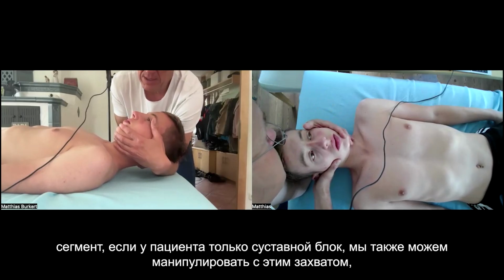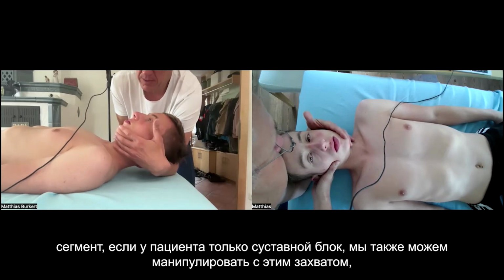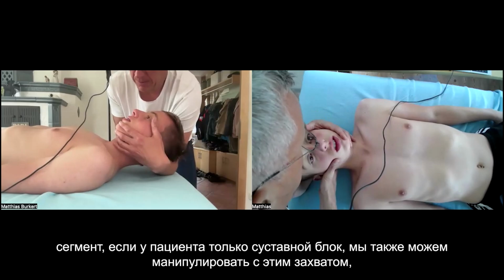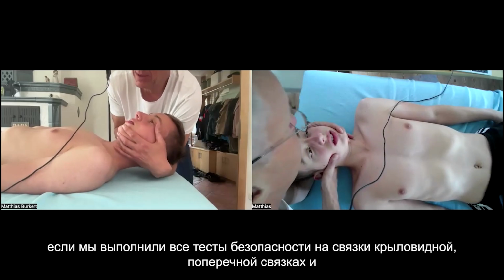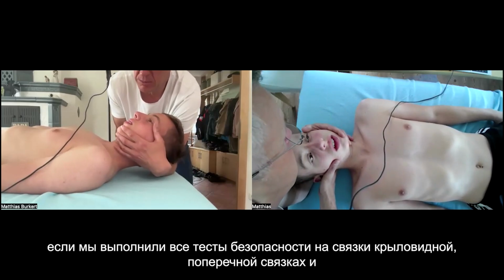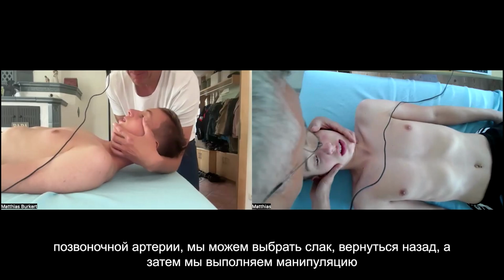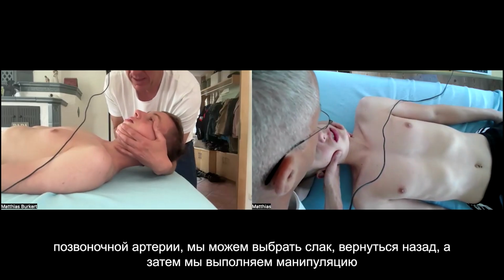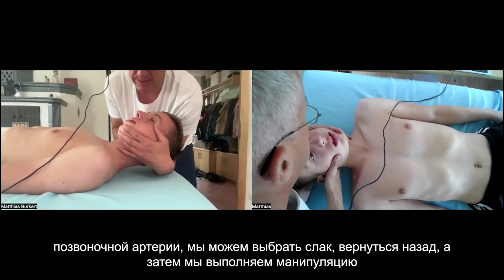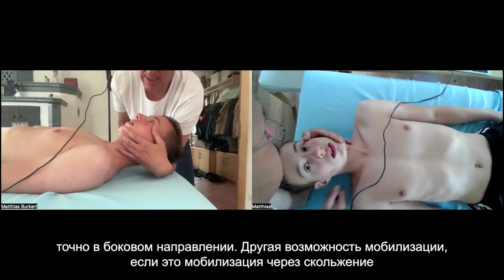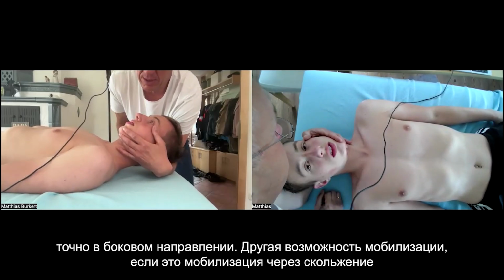If the patient has only some locking situation, we can also manipulate with this grip if we did all the security tests before. Tests for ligamentum alare, ligamentum transversum, and arteria vertebralis. We can take up the slack, go back, and then we do the manipulation exactly in lateral direction.